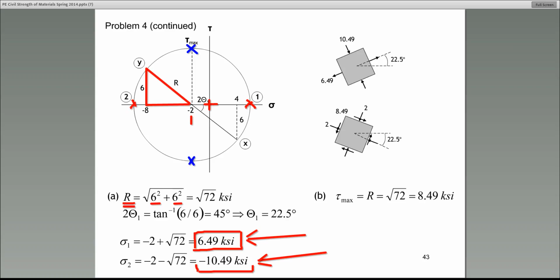All right? So here it is, guys. What's the maximum shear stress? Well, find the y value of that point, the highest point. And remember this dotted line, what is that? You got it. That's the radius. So there it is, radius is equal to the maximum shear stress. It's the square root of 79, and it comes out to be 8.49.